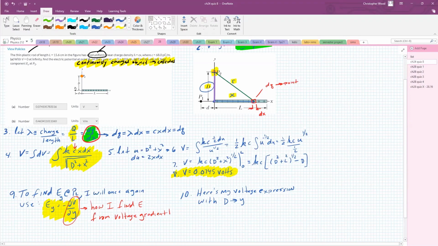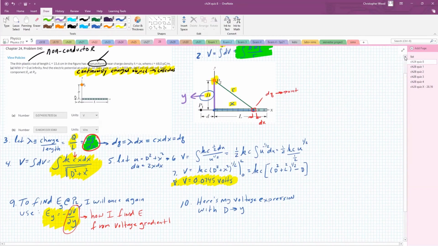Okay, so this purple line, this is my Y variable. So again, I consider D as basically just a constant for part A. Now I'm going to make D a variable. D is my Y variable because I need to figure out what the electric field is in the Y direction.